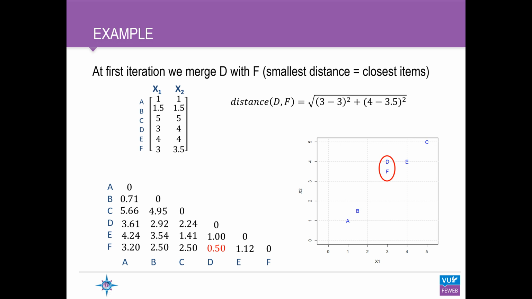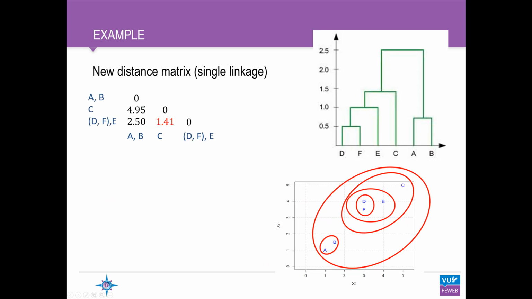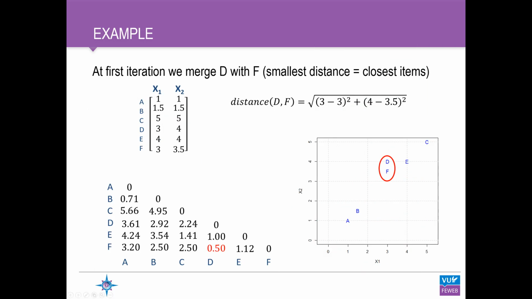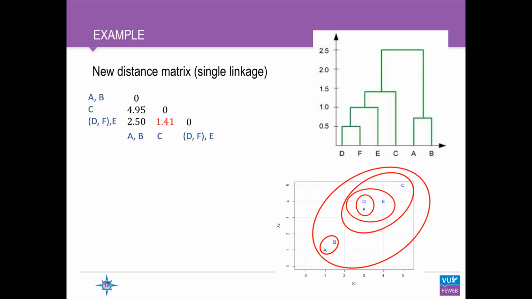In this approach, we cluster these two together, and then we calculate the new distances based on this new cluster. So we can either take the single linkage, the complete linkage, or the average linkage, but we treat D and F as one case in this next step. Now we continue until we have clustered most of the cases.